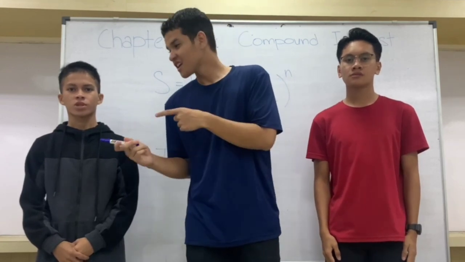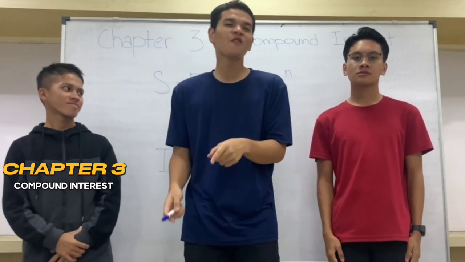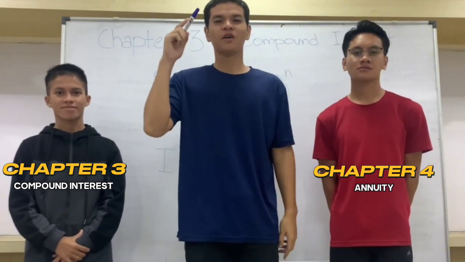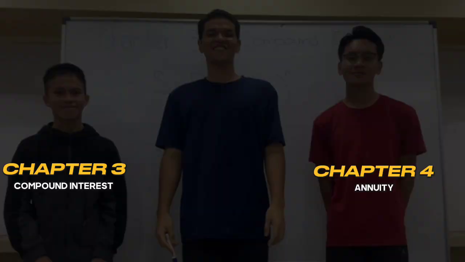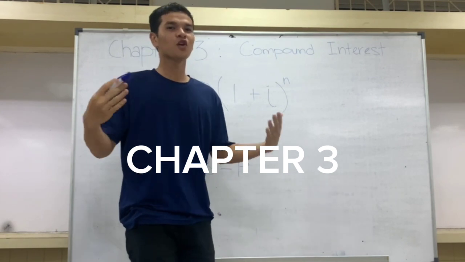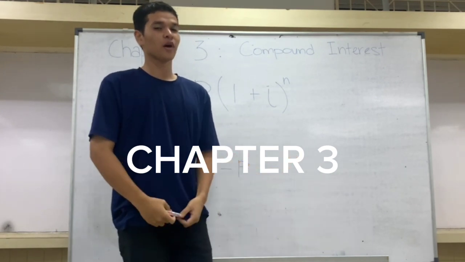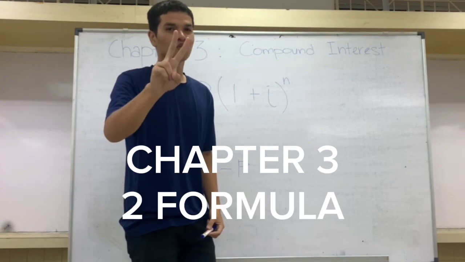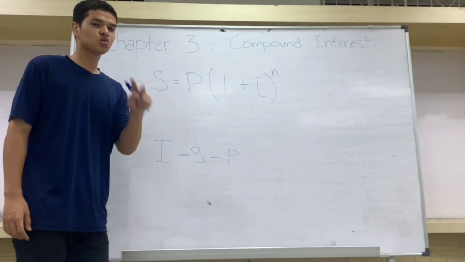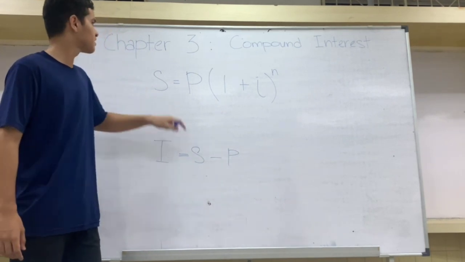I put it down. So today we will teach you about chapter 3 compound interest, and chapter 4 annuity, so you guys can understand it better. So about chapter 3, what is the formula for this chapter? Well, there will be two formulas in chapter 3.